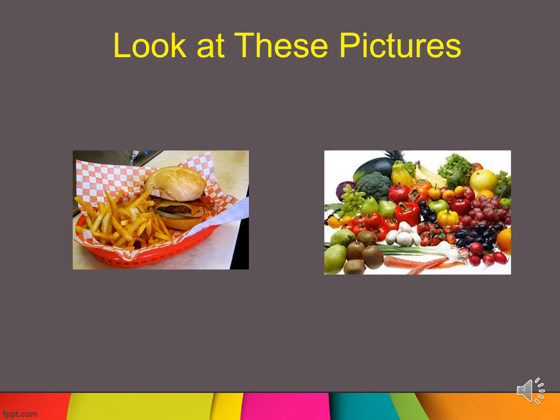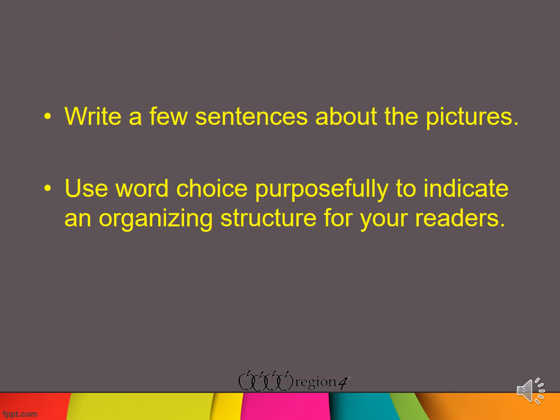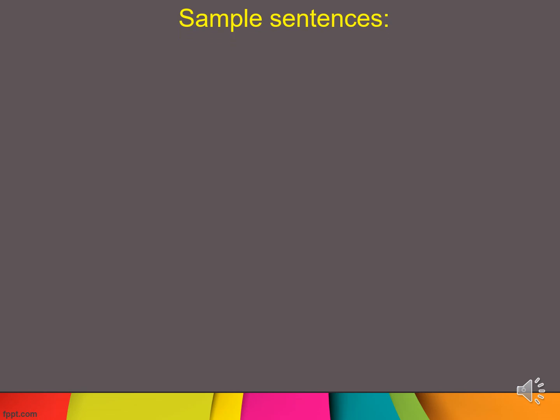So let's begin practicing using a variety of organizational structures by using visuals. Take a moment to look at these two pictures. Now write a few sentences about the pictures. You may look back at the pictures again if needed. Make sure your sentences use specific words to help the reader understand the organizing structure you have chosen. In case you're stuck, let's look at some sample sentences.